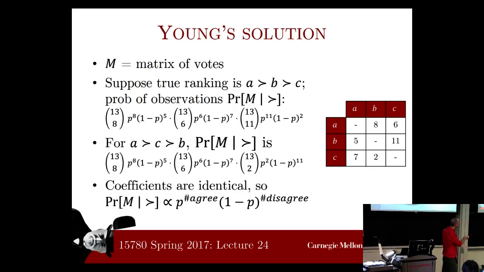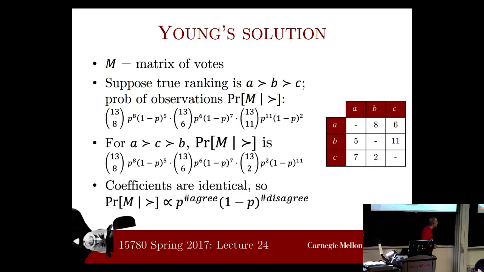Okay. So it's just like the number of agreements in the exponent of p and the number of disagreements in the exponent of 1 minus p. Okay. So I think this is probably the most important slide of the lecture. Is everybody okay with this? Okay, cool. So we have this.